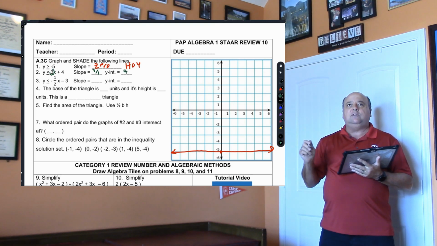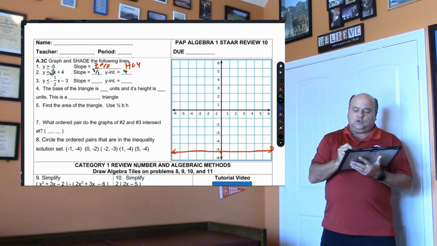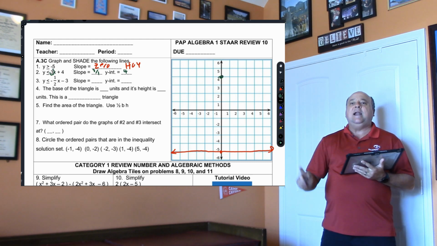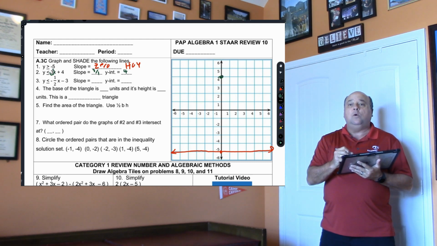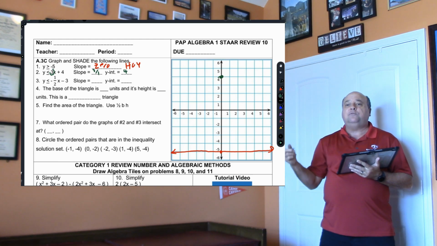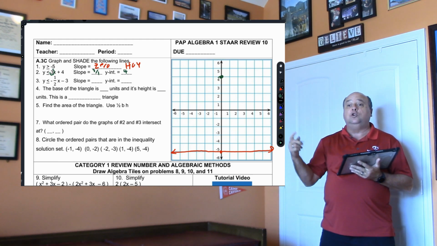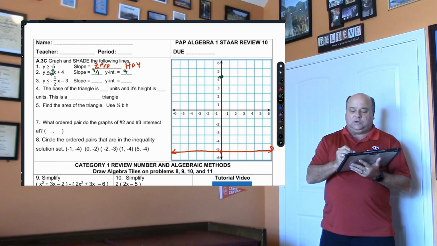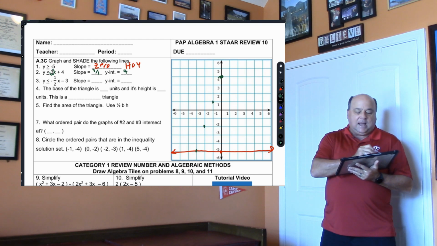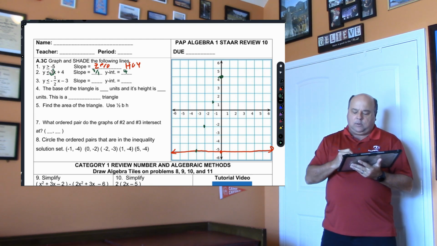I'm going to start at the y-intercept at 4 and put a dot. I cannot go up 3, right 1, can I? If I go up 3, right 1, which my slope tells me to do, I'll go off the graph, so I have to go backwards. I'm going to go down 3, left 1, down 3, left 1, down 3, left 1, and that forms my line. Since there's an equal bar, I'm going to draw a solid line.